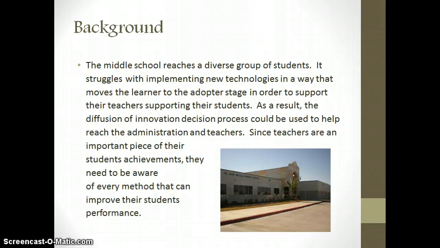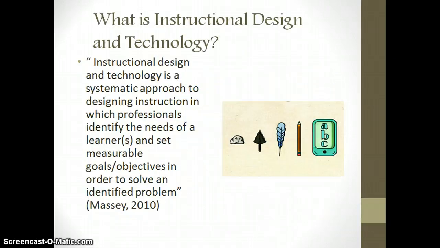This middle school reaches a diverse group of students. It struggles with implementing new technologies in a way that moves the learner to the adopter stage in order to support their teachers supporting their students. As a result, the diffusion of innovation decision process could be used to help reach the administration and teachers. Since teachers are an important piece of their students' achievements, they need to be aware of every method that can improve their students' performance. Okay, so you must be wondering about what diffusion of innovation is or how it works.